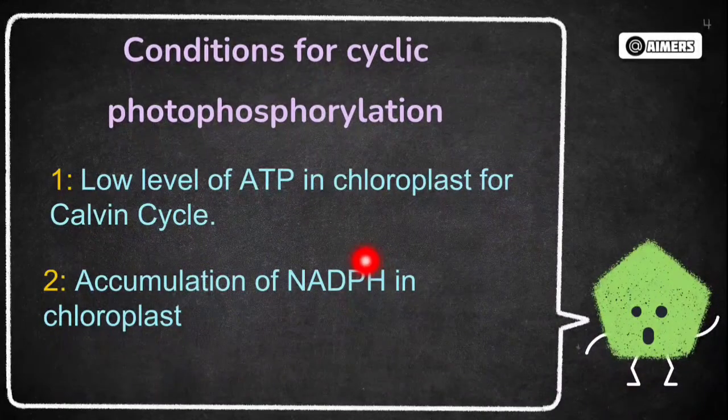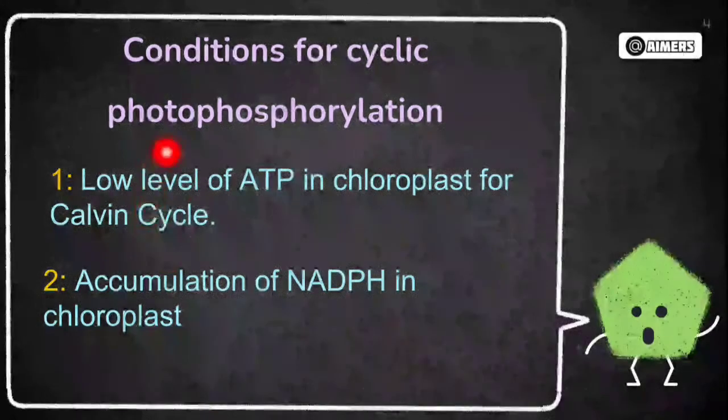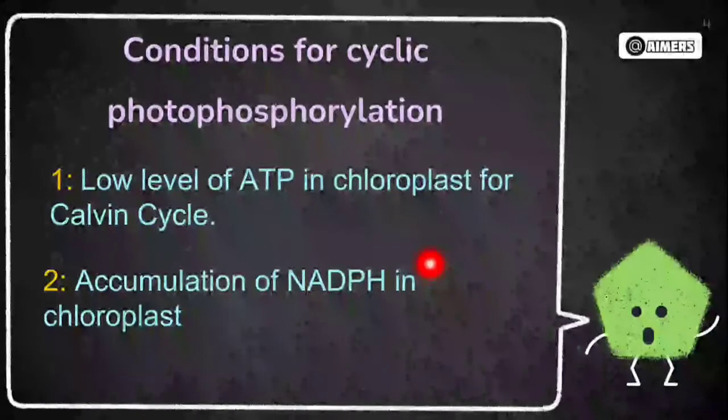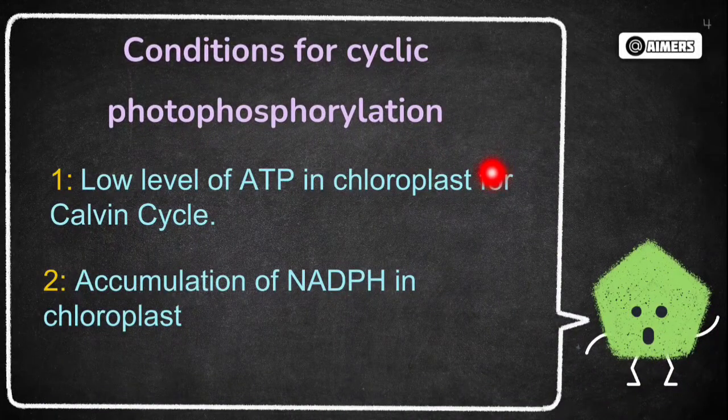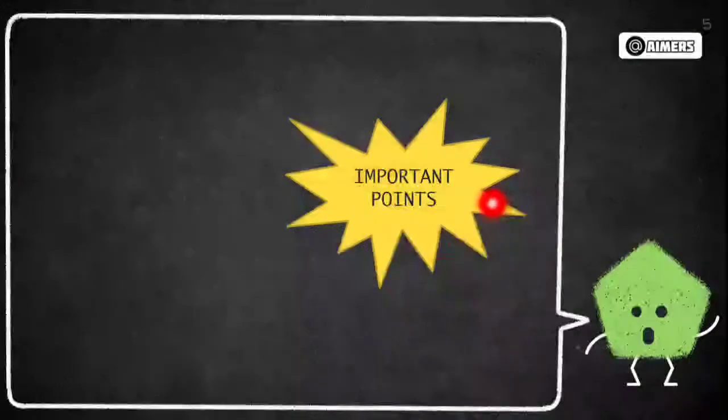And when the accumulation of NADPH occurs, this accumulation is basically a stimulus to shift the electron flow from non-cyclic to cyclic phosphorylation. Got it? So these two, low level of ATP and accumulation of NADPH, are the conditions that would start cyclic photophosphorylation. Now, what are some important points that you have to remember for cyclic photophosphorylation?